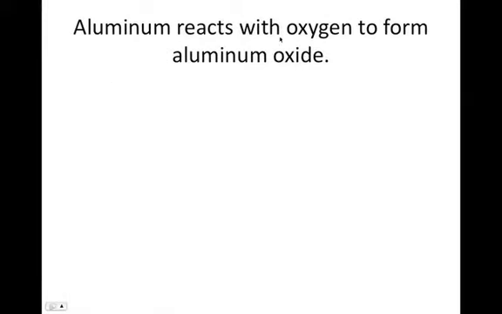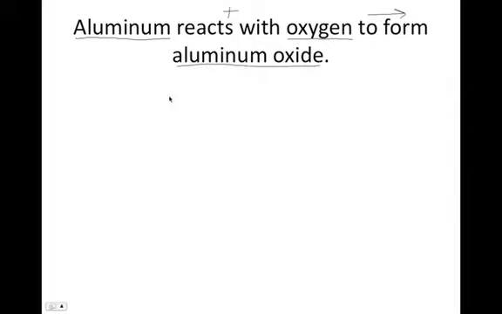Okay, aluminum reacts with oxygen to form aluminum oxide. I remember I told you I'm not a fan of the word problem, but if you are, then great, you can write out the word equation. I'm just going to underline. So aluminum reacts with oxygen, so reacts with is our plus sign, to form is our arrow, aluminum oxide.